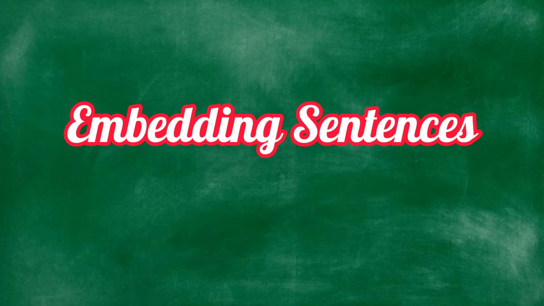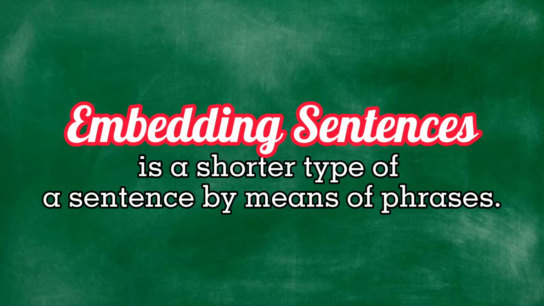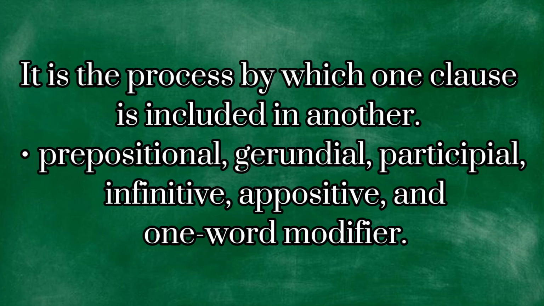You guys really did well, but we are now done with correlative conjunctions. And now, Teacher Dre will introduce you to embedded sentences. Embedding sentences is a way of making a shorter type of sentence by means of phrases. It is the process by which one clause is included in another.